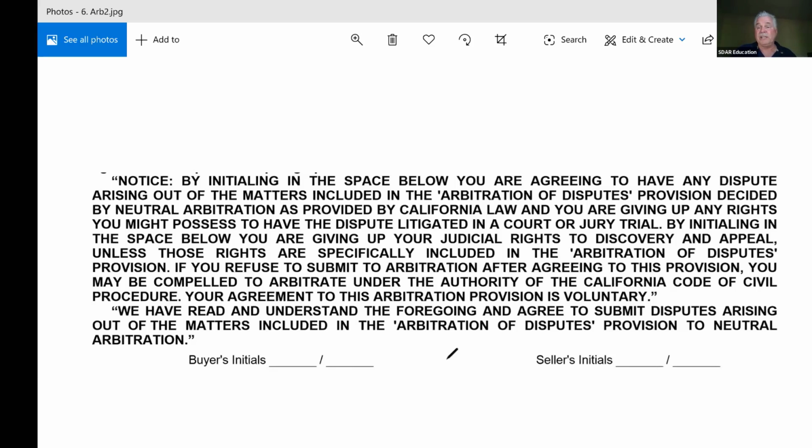So the answer is, yeah, if you get a counter offer back from the listing agent that says we want that initial, if they even catch it, right? Remember, if they don't initial it or they don't address it, then it doesn't apply. So there is no arbitration, there is no liquidated damages. So we've got to be careful that we know what we're doing and we're looking, but you'd be surprised how many times it gets skipped over.